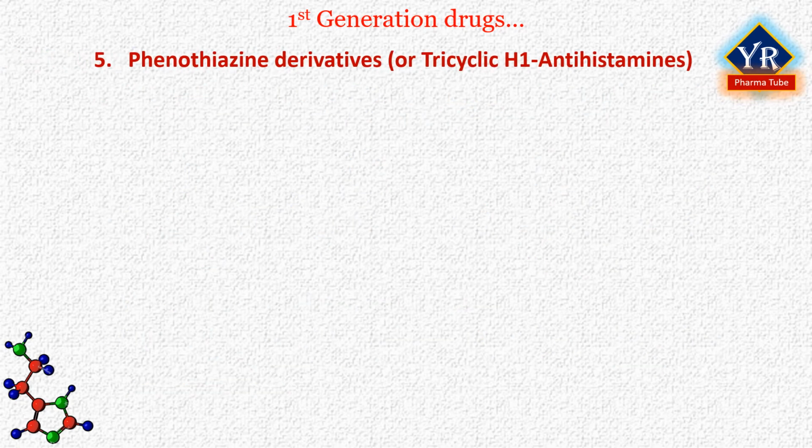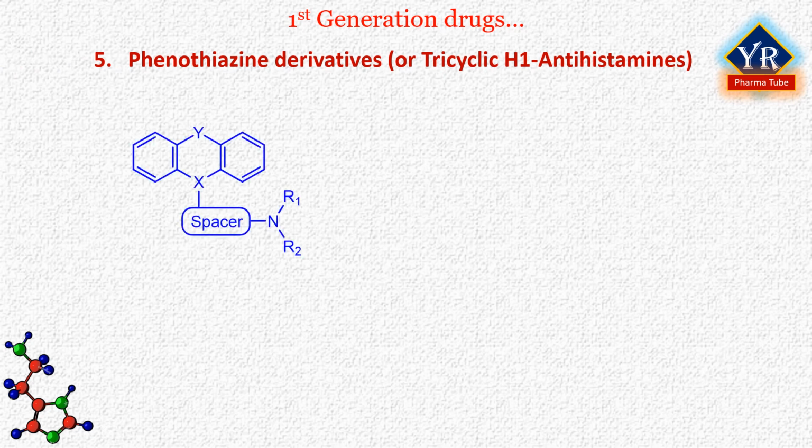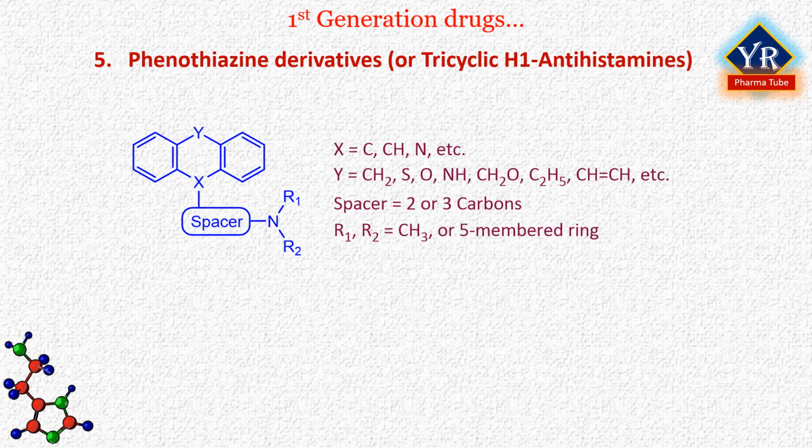Number 5. Phenothiazine derivatives are also known as tricyclic H1 antihistamines. The two aromatic groups noted in several of the classes of antihistamines can be connected to each other through additional atoms such as the heteroatoms, sulfur or oxygen, or through a short 1 or 2 carbon chain. They have the general structure shown here.